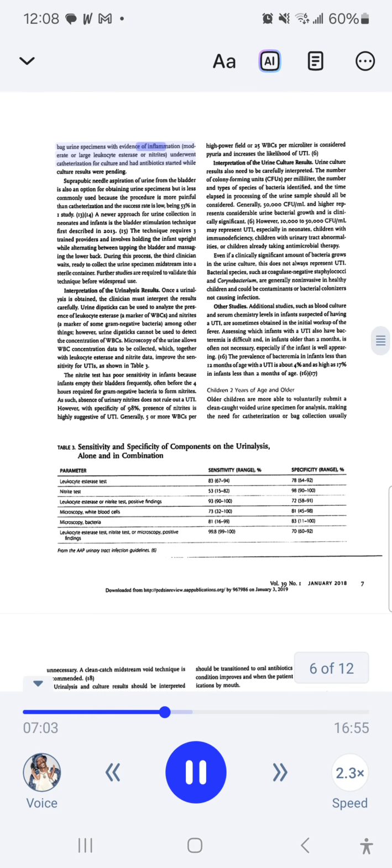Bag urine specimens with evidence of inflammation, moderate or large leukocyte esterase or nitrites, underwent catheterization for culture and had antibiotics started while culture results were pending. Suprapubic needle aspiration of urine from the bladder is also an option for obtaining urine specimens, but is less commonly used because the procedure is more painful than catheterization, and the success rate is low, being 53% in one study.